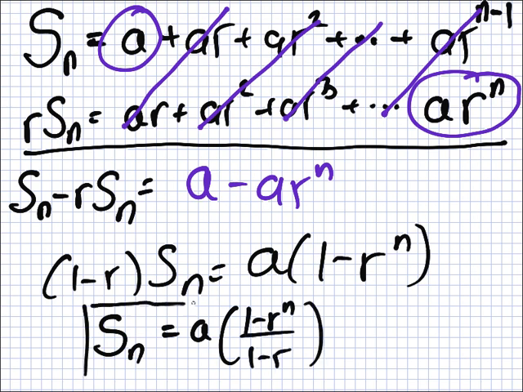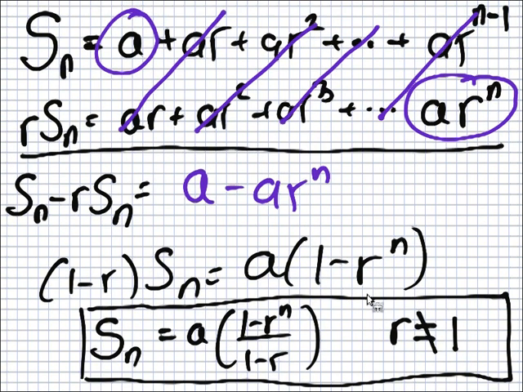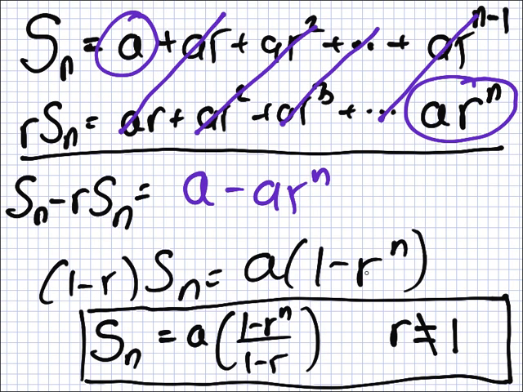That's the formula. However, there's one very important situation where this formula doesn't work and you can't use it. Less than 1? r equal 1. Yeah, r cannot equal 1. r not equal to 1 is what we need. Okay, so it's a short proof, but I would like you to write it down before we do some examples.